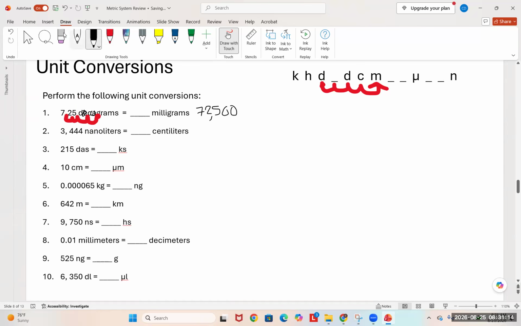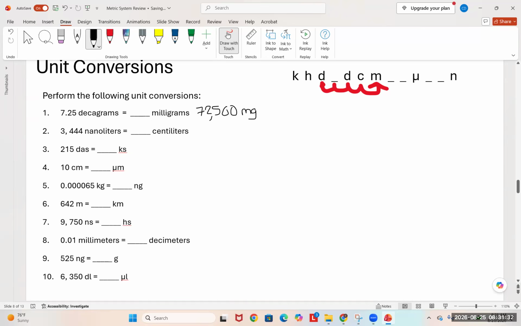So 7.25 decagrams equals 72,500 milligrams. And remember, we want to practice writing the prefix too. So milli is M and then gram is G.